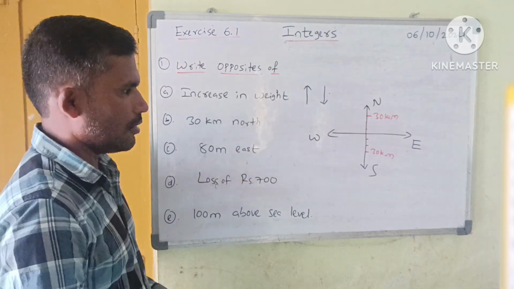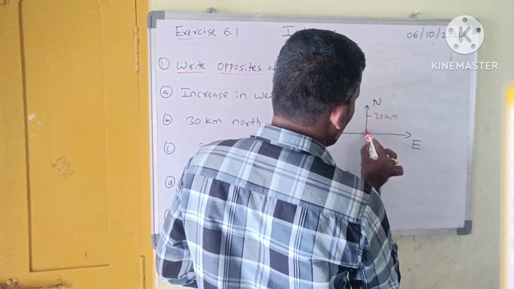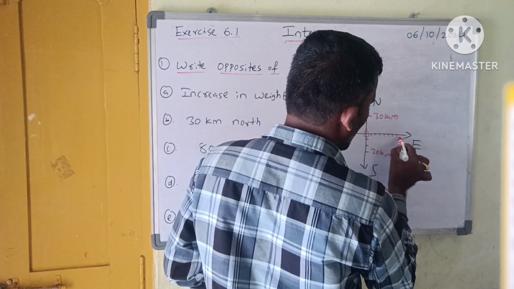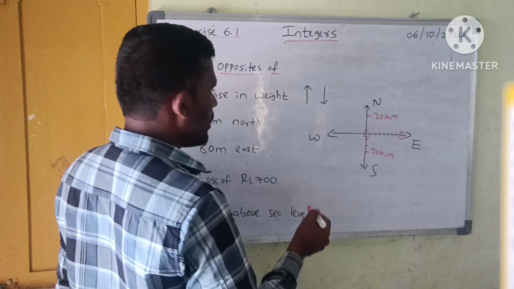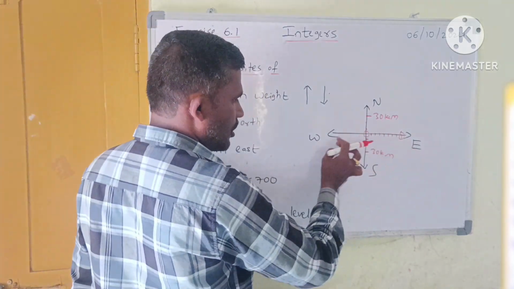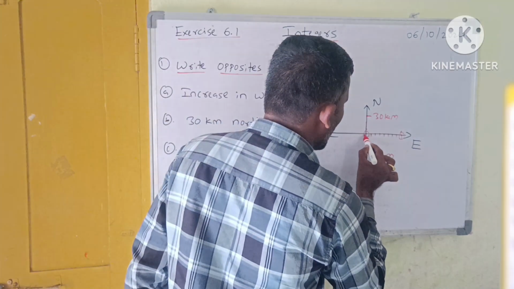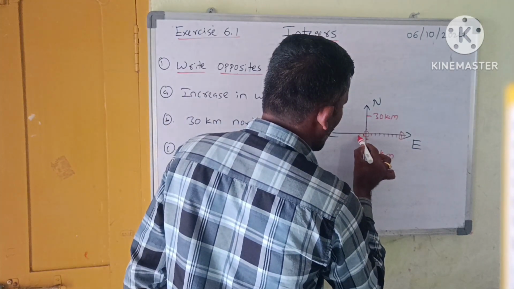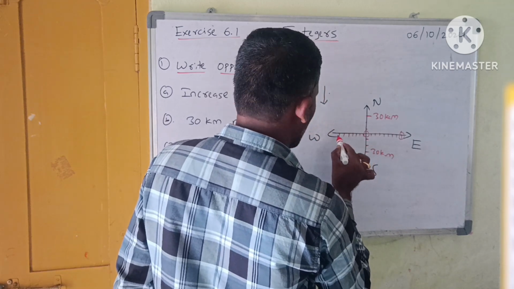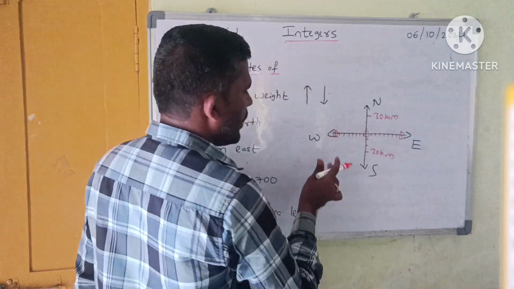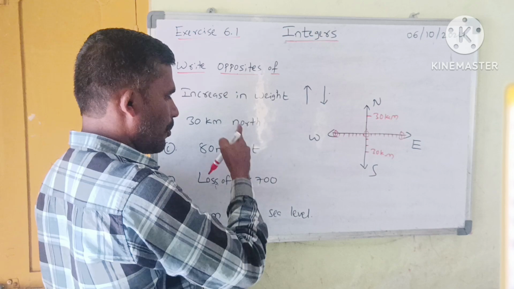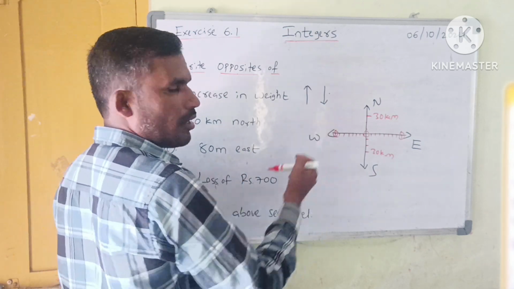80 meter in east. Here origin 0, 10, 20, 30, 40, 50, 60, 70, 80. So this is 80 meter in east. Opposite to east is west. So here you have to take the opposite: 10, 20, 30, 40, 50, 60, 70, 80. 80 meter in west. 80 meter east is opposite to 80 meter in west.